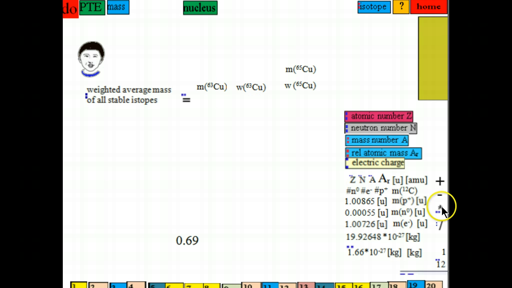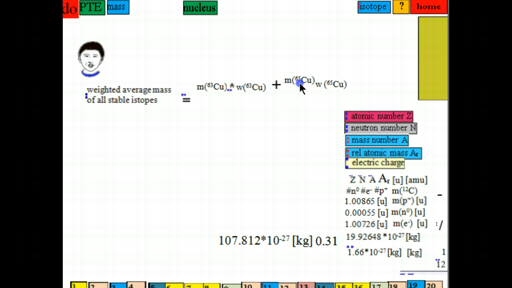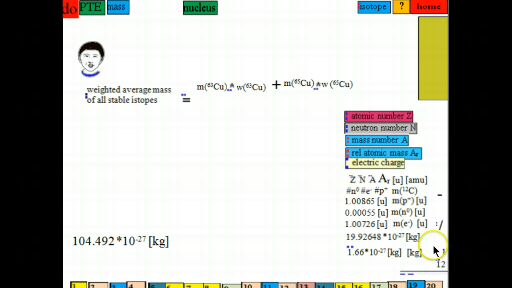What we have to do is multiply the mass of copper 63 with the weight of copper 63, and we add to this the mass of copper 65 multiplied by the weight of copper 65. So that's essentially all that we have to do. And this result would give us the weighted average mass in kilogram.